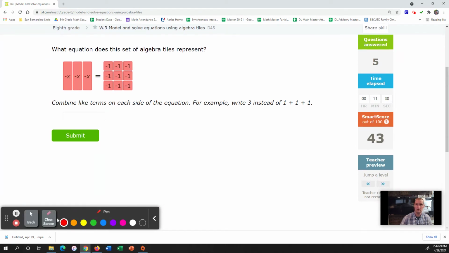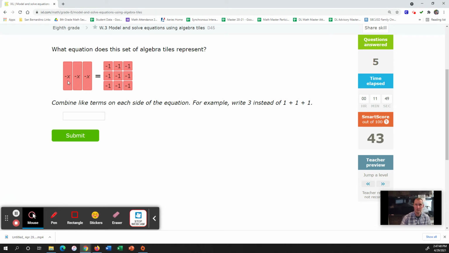All right, next up, which equation does this set of algebra tiles represent? Now, notice they have left out our multiple choice. They're now asking us to go ahead and type the equation. But based upon what we've been doing so far, it almost seems easier to just type in the choice rather than to look for it. So here's what we do.